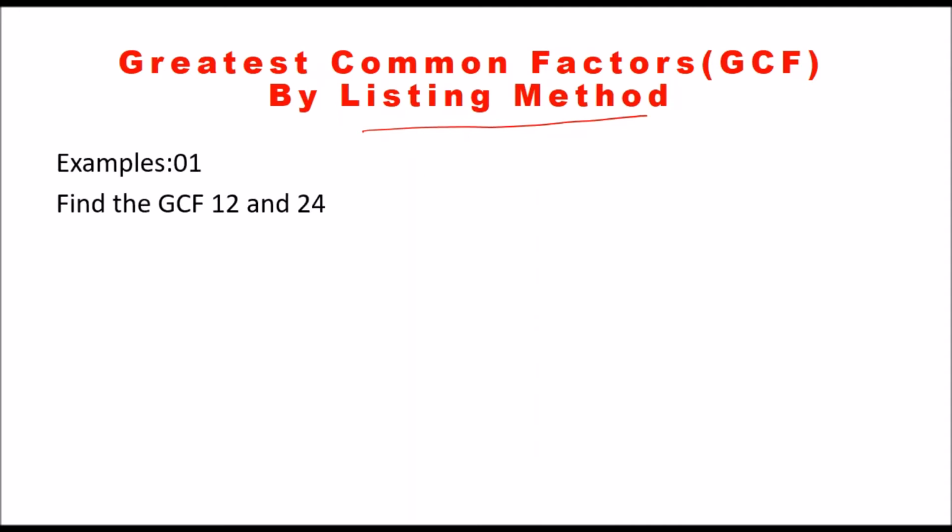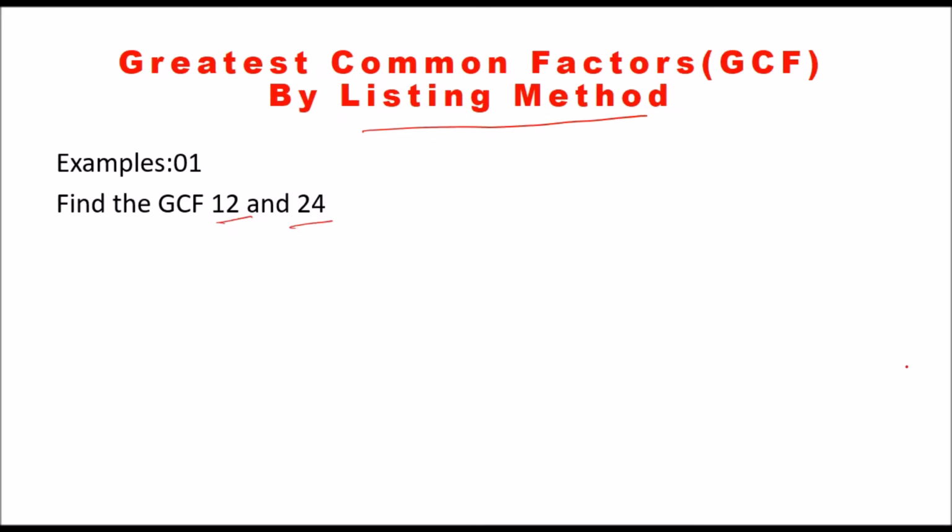The first method is by listing. We call it the listing method. We can find the greatest common factor by using the listing method. And when I say common, it must be present in both numbers. For example, we have to find the greatest common factor of 12 and 24.